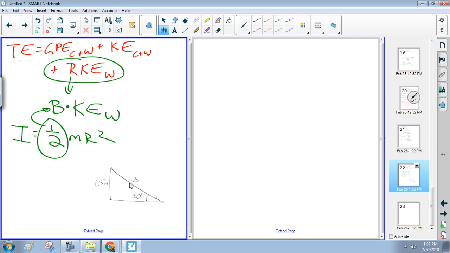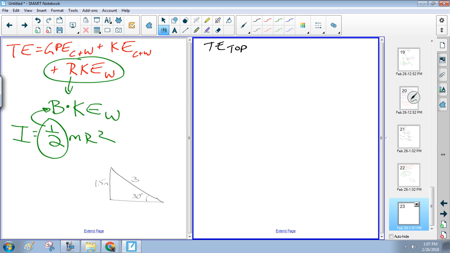Okay, so total energy at the top has got to equal the total energy at the bottom. At the top, what kind of energy do we have? GPE. How much mass has GPE? All of it. So 1 kilogram times 9.8 times 1.5 meters equals the total energy at the top, right? We're trying to find the velocity at the bottom.